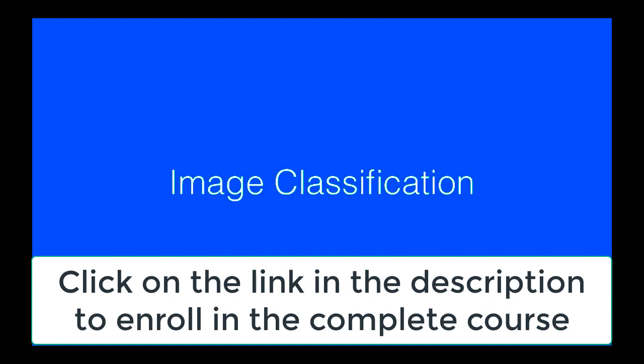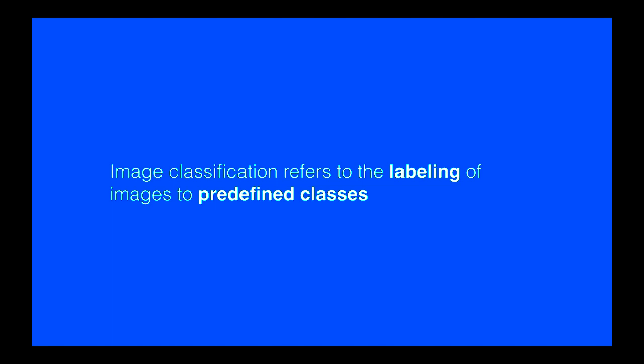Let's talk about image classification. What exactly is image classification? So by definition, image classification refers to labeling of the images to predefined classes, which simply means that we have a lot of images and we are labeling them.